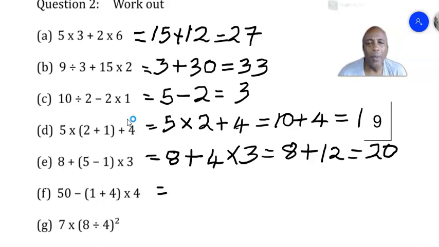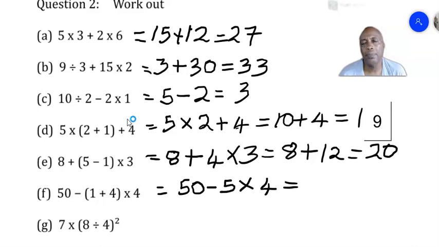For F, we have 50 minus, in brackets 1 plus 4, times 4. So we do the bracket first. So 1 plus 4 is 5, times 4. Then we multiply before we subtract. So 50 minus 5 times 4, which is 20. And therefore the answer is 30.